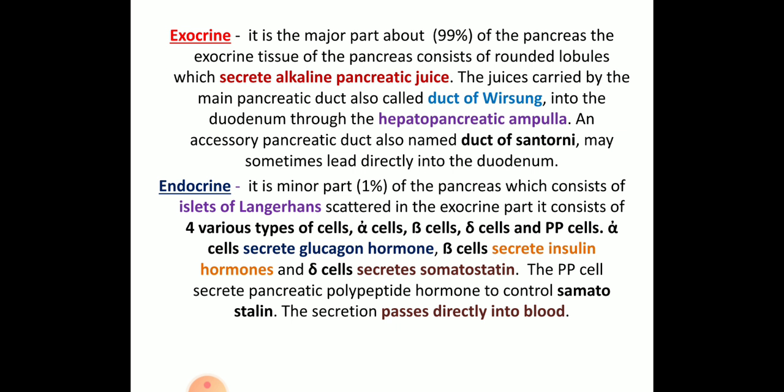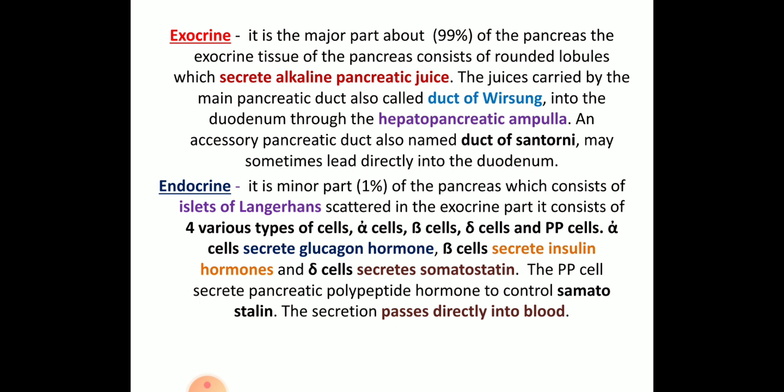So the first is the exocrine part, which is the larger part, around 99%, and it helps in the secretion of alkaline pancreatic juice, and the main duct is called the duct of Wirsung. And this duodenal region passes through the hepatopancreatic ampulla, and this hepatopancreatic ampulla has the accessory pancreatic duct named the duct of Santorini. So this is about the exocrine.